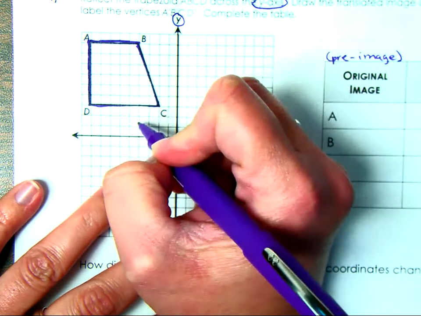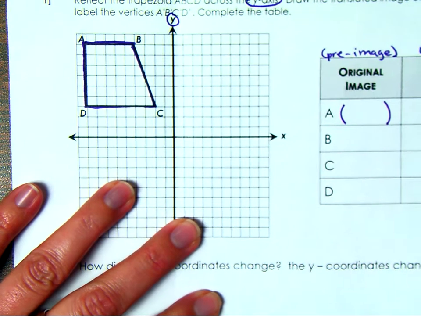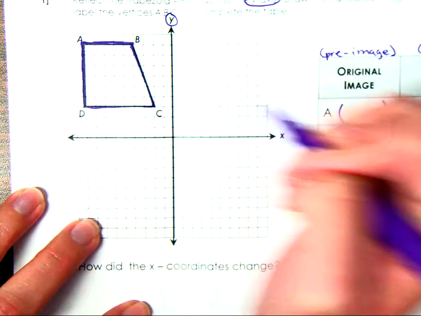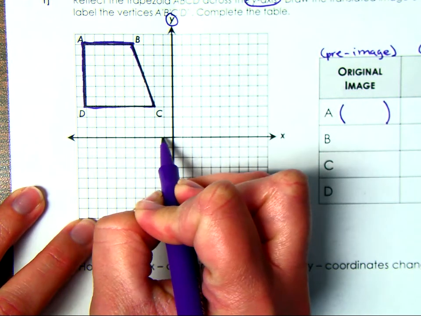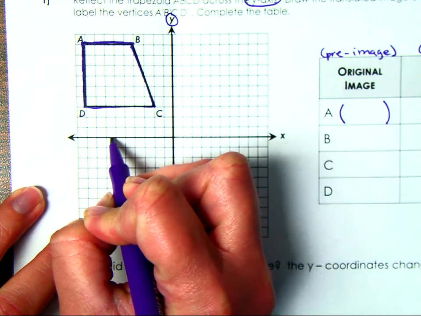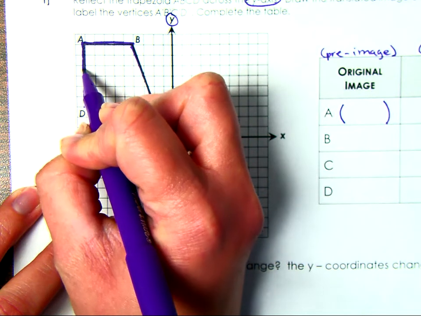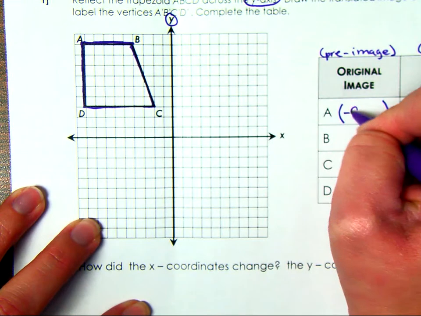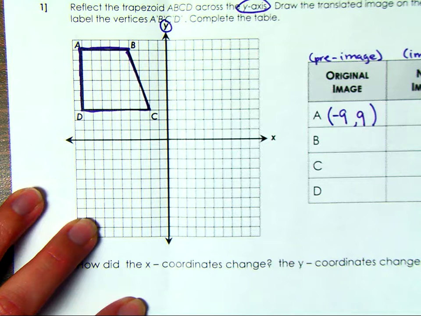Let's look at our original ordered pairs, and I'll tell you what you're going to do. The original ordered pair for A: you start at the origin and go to the left 1, 2, 3, 4, 5, 6, 7, 8, 9, then 9 up. So 9 to the left is negative 9, and 9 up is positive 9.